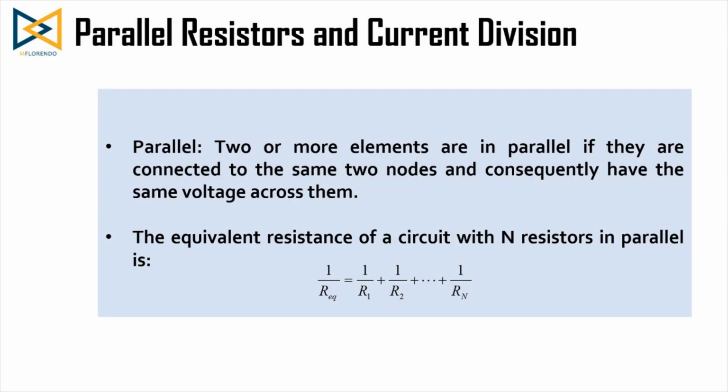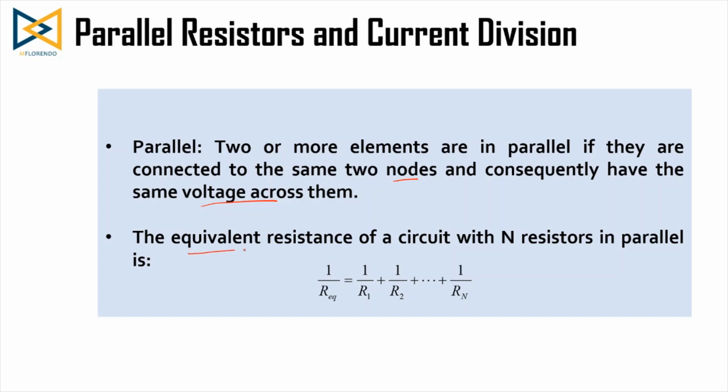Now, proceed tayo sa parallel resistors and current division. So, ito naman ang kailangan nating tandaan, okay, kung ang circuit natin ay parallel connected siya. Parallel, two or more elements are in parallel if they are connected to the same two nodes. Okay, and kung sa series, ang common ay current, ang common naman sa parallel connected circuit ay yung voltage across them.